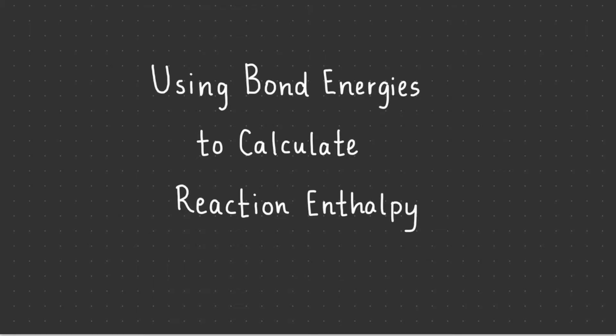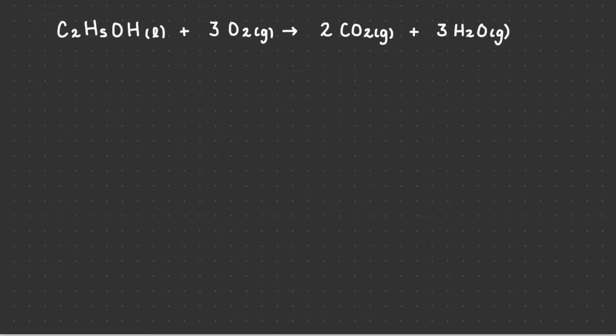In this video, we're going to use bond energies to calculate reaction enthalpy. We're going to use the combustion of ethanol as an example. So we have ethanol plus oxygen forming carbon dioxide and water vapor.